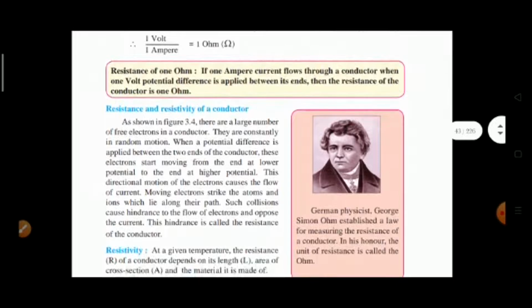What are the resistance and resistivity of a conductor? The electrons are constantly in random motion. When a potential difference is applied between the two ends of the conductor, these electrons start moving from the end at lower potential to the higher potential. As we had seen, the negatively charged particles in blue color move from the lower potential to the end at the higher potential.